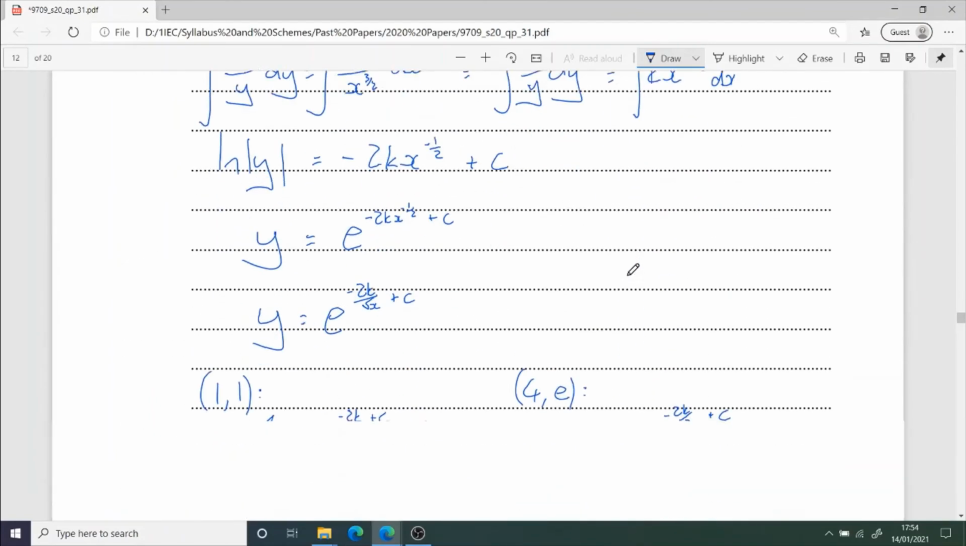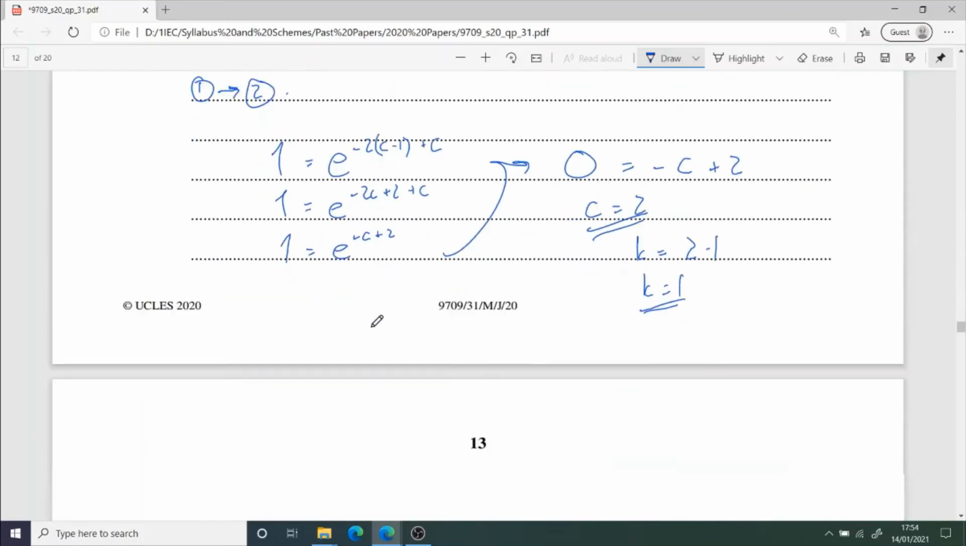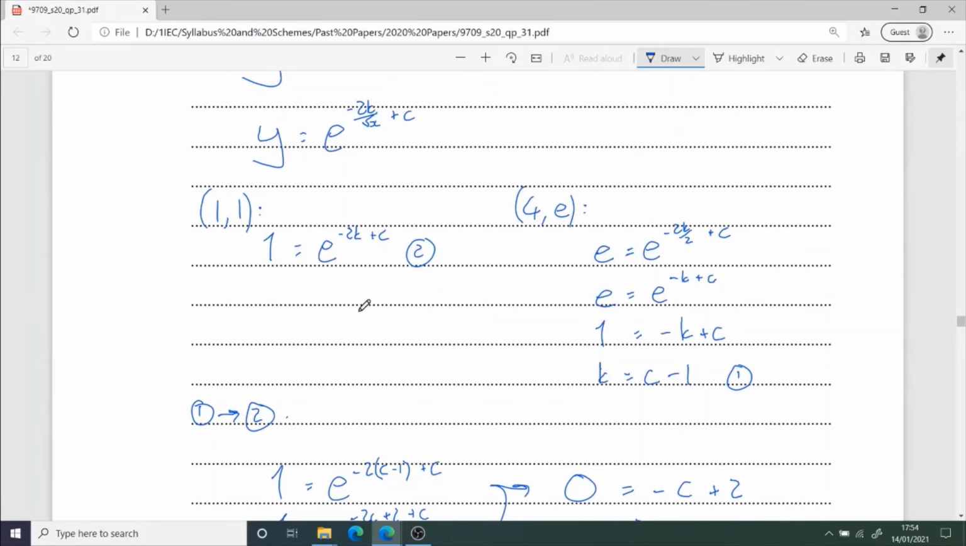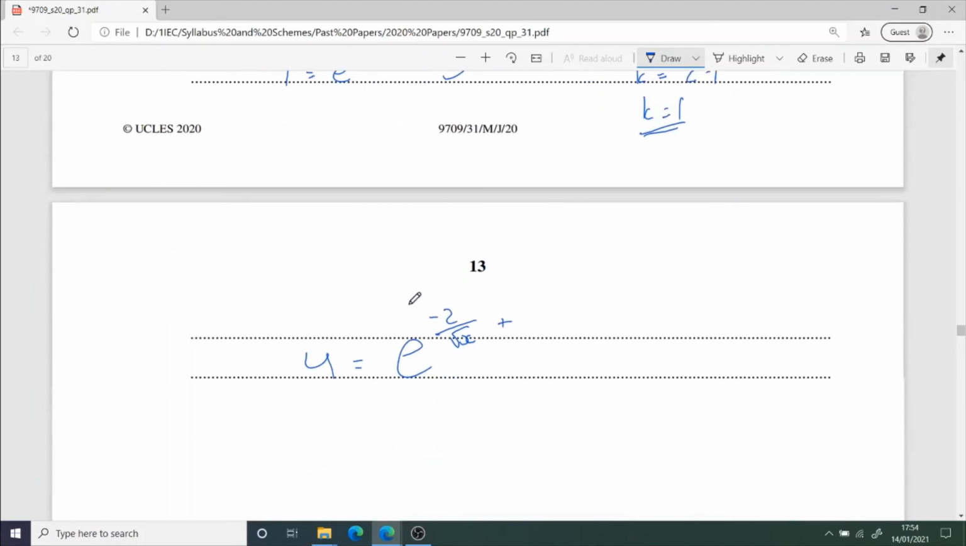So our equation is, where were we? y is equal to e to the power of minus 2 times k, which is 1, so minus 2 over the square root of x, plus c, which is 2.